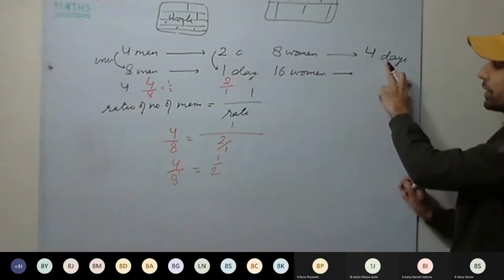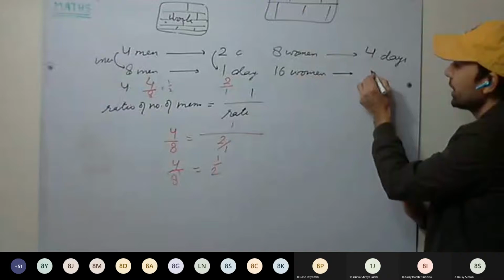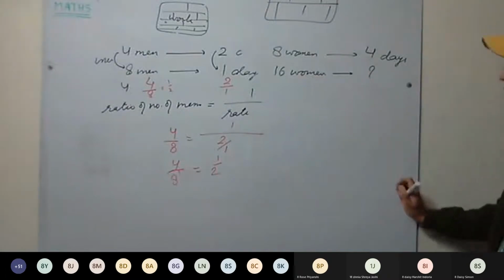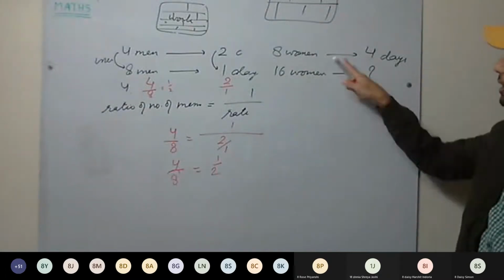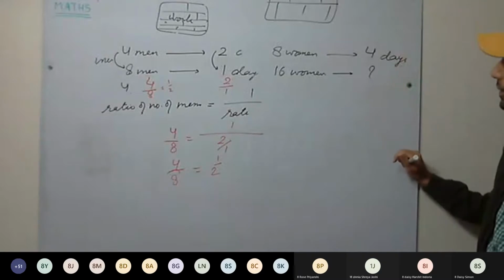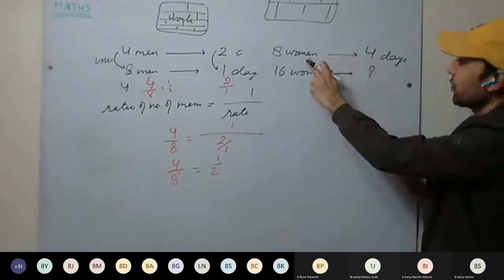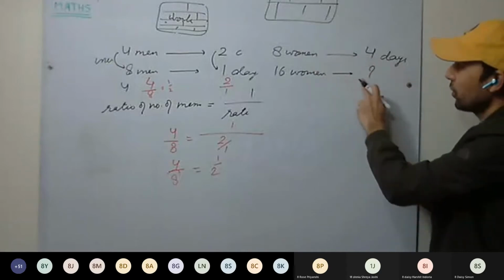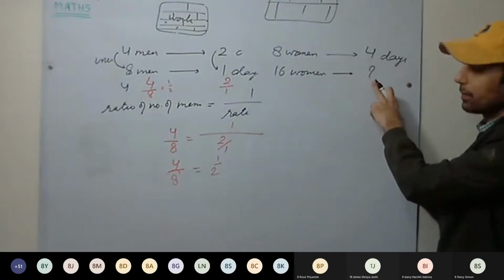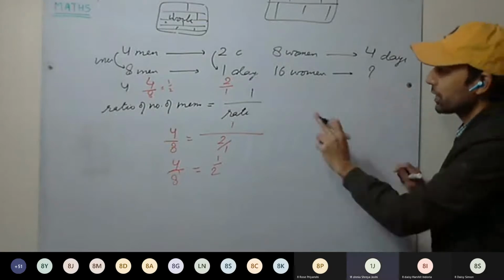8 women are there, they complete in 4 days. 16 women will complete in how many days? Solve this one. 2 days. Okay, how did we get the answer? 8 women can complete in 4 days. 16 women will complete in how many days? 2 days. How?